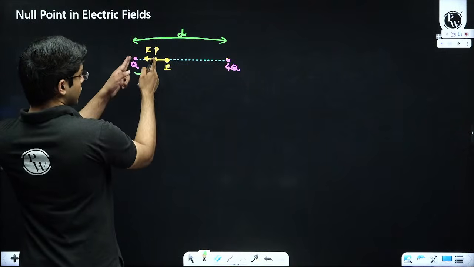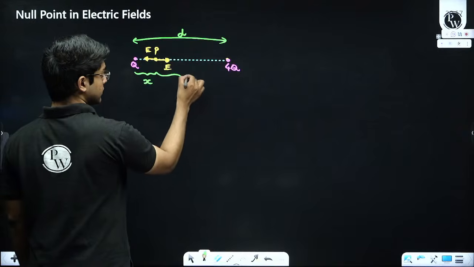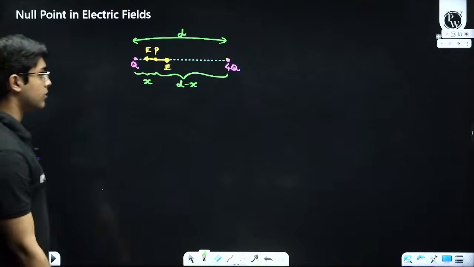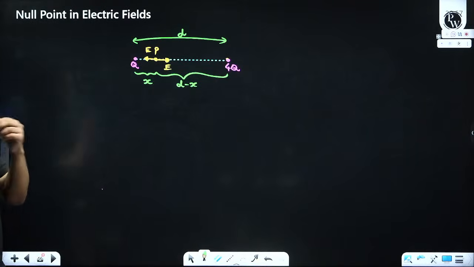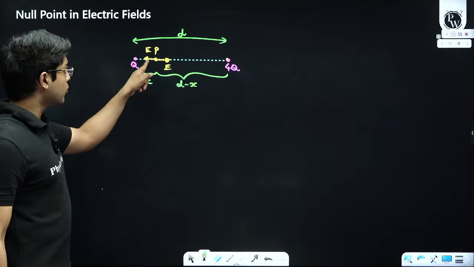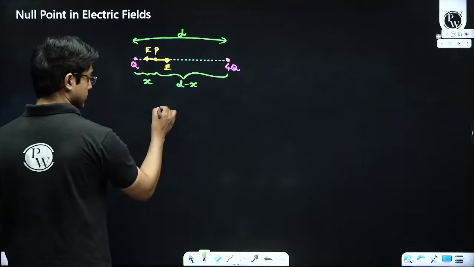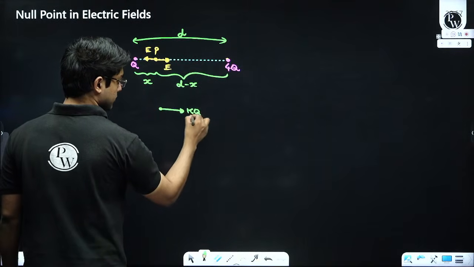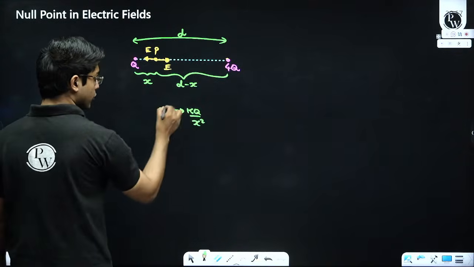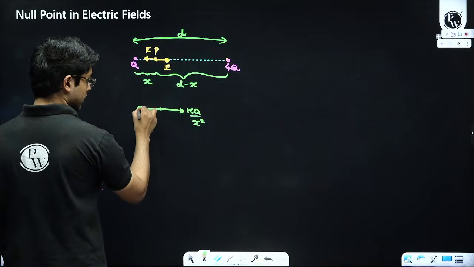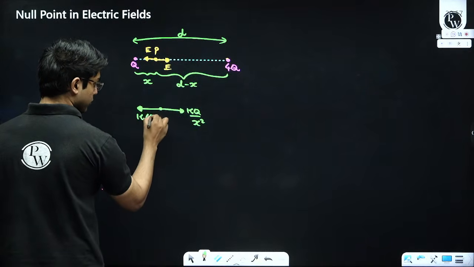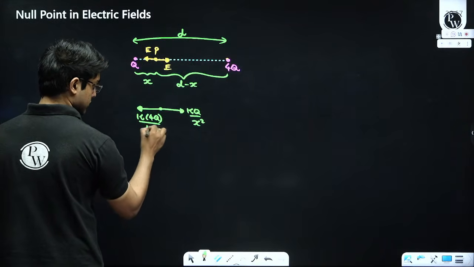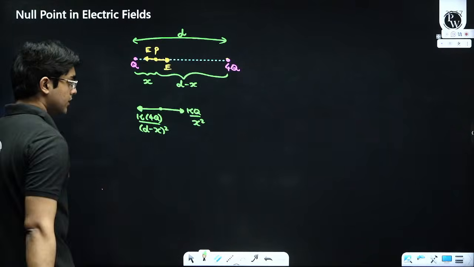So if the distance of Q and P is X, then this distance will be D minus X. Now you can apply the formula. Due to Q, the field will be KQ by X square, and due to 4Q, the field will be leftwards, and the magnitude is K into 4Q divided by D minus X the whole square.